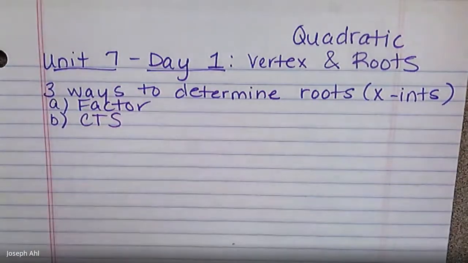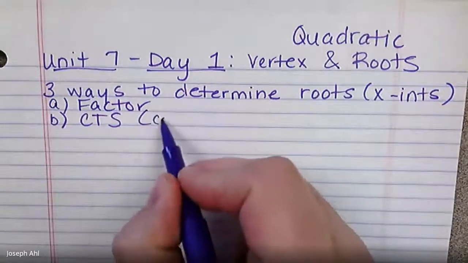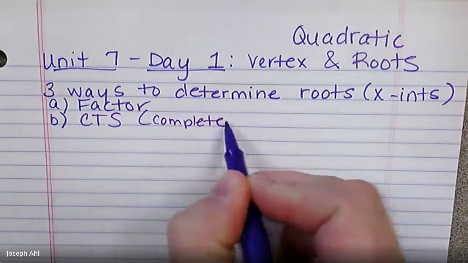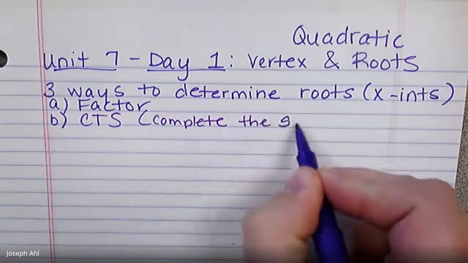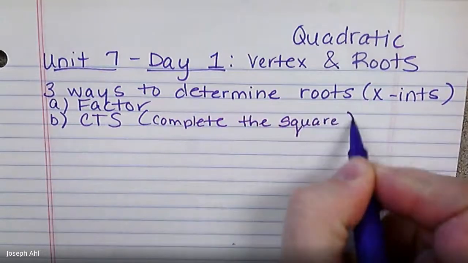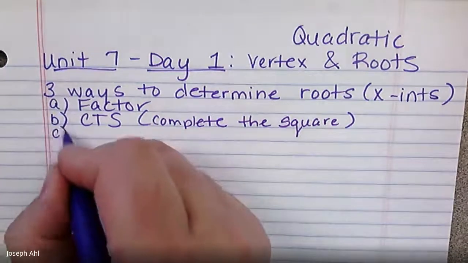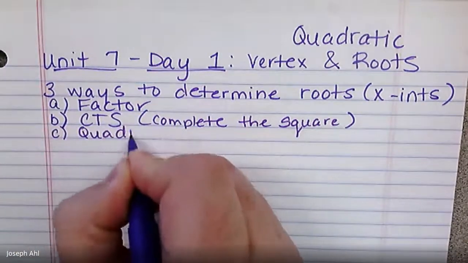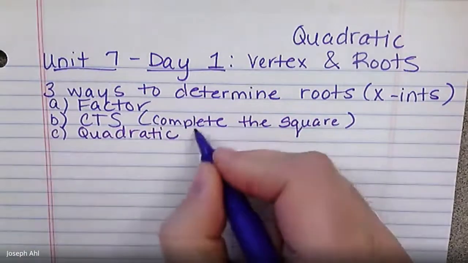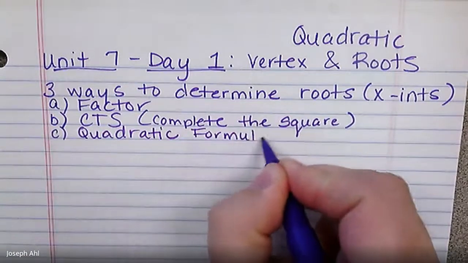Another method that you can use is CTS, complete the square, which you should be familiar with because we've done it a little bit so far. Complete the square is a good way to be able to get x alone using that technique. And then last but not least, we haven't used this yet this year, but you did learn it in Algebra 1: good old quadratic formula.